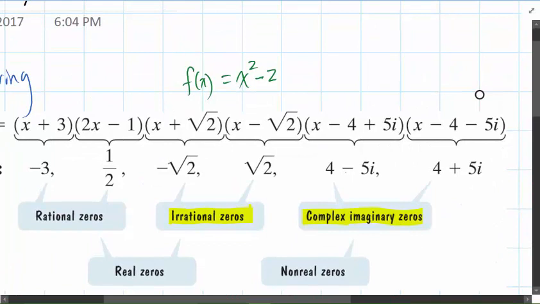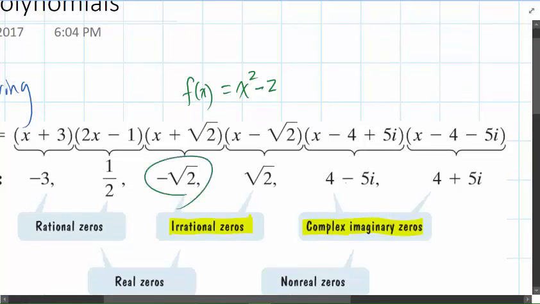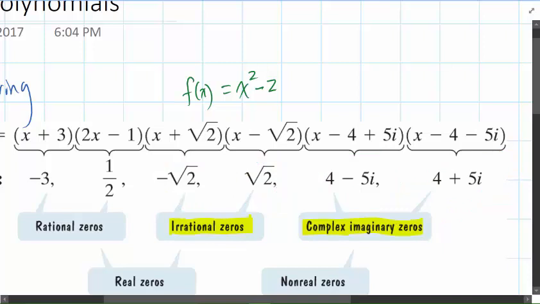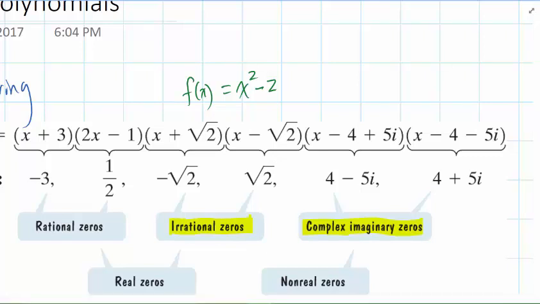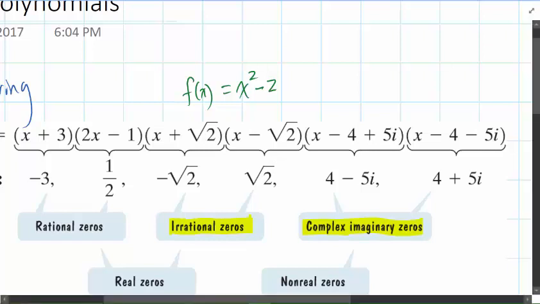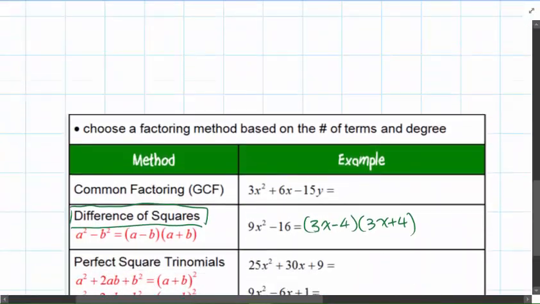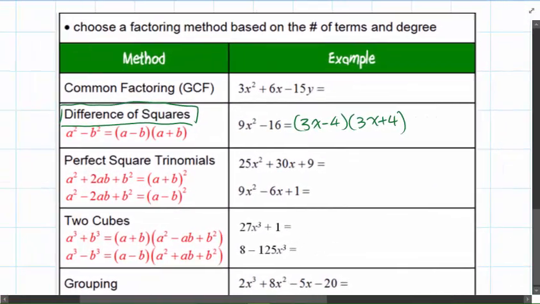So why do these irrational zeros and complex imaginary zeros always come in pairs that look something like their opposite? Well, it's because they're conjugates. If we've done exponents and radicals before, last year, so let me show you why it's always in pairs. To show you, we have to go to factoring.